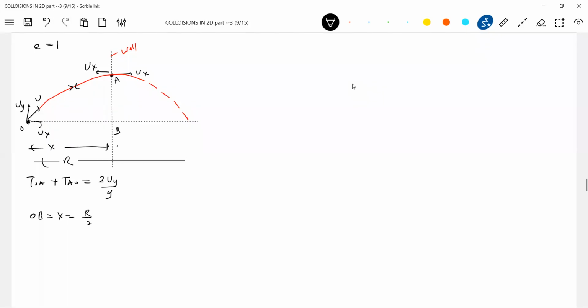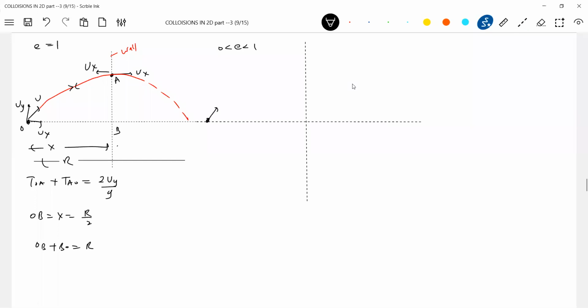So what is the total horizontal distance traveled by it? OB plus BO should be equal to the range. And now if it is an inelastic collision, just now we have discussed, I'm making it very generalized so that you can analyze problems. It's not that if you do one question, you can manage here. So let's go for a general discussion.